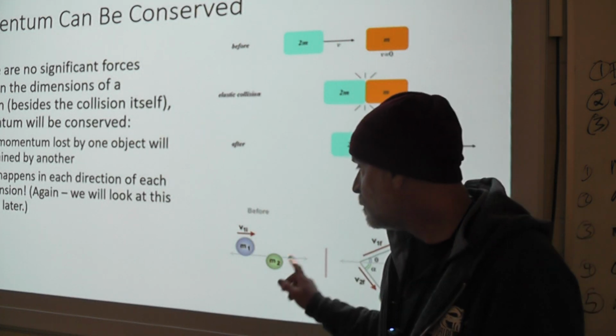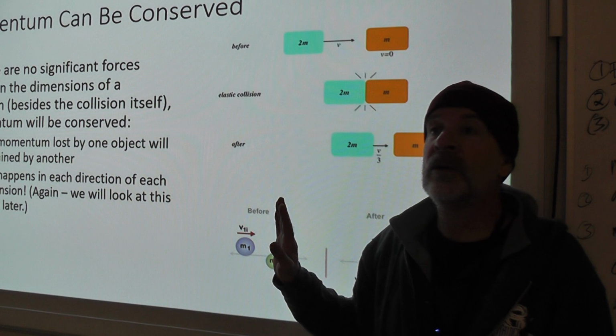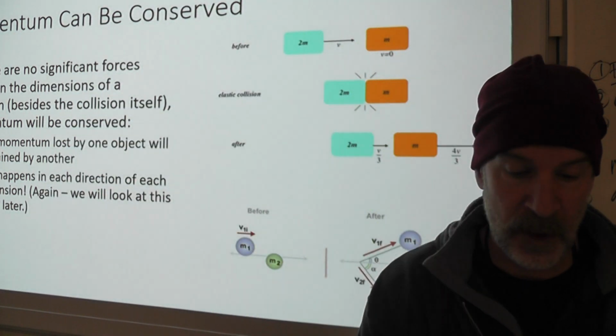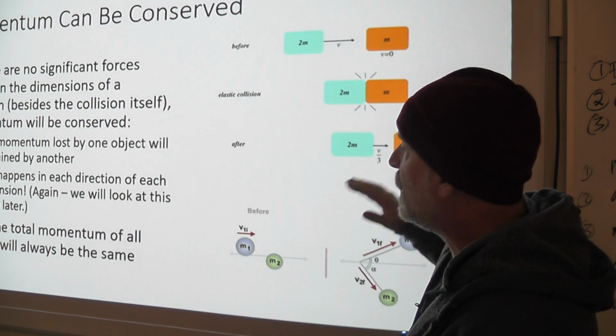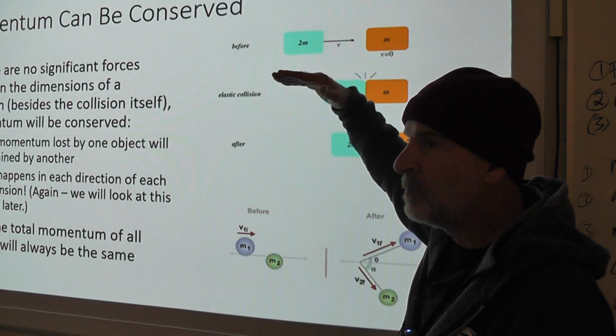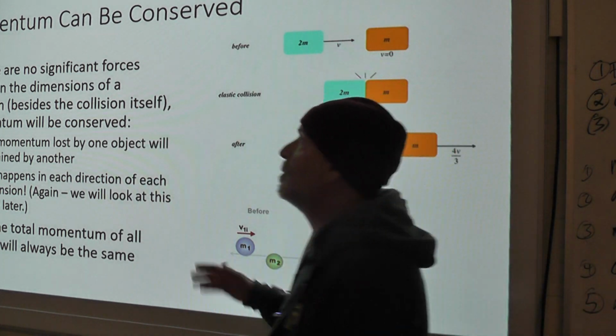And that will happen both in one and two-dimensional collisions, and that means that when we add up the momentum of a whole bunch of different things, that total amount is always going to be the same.